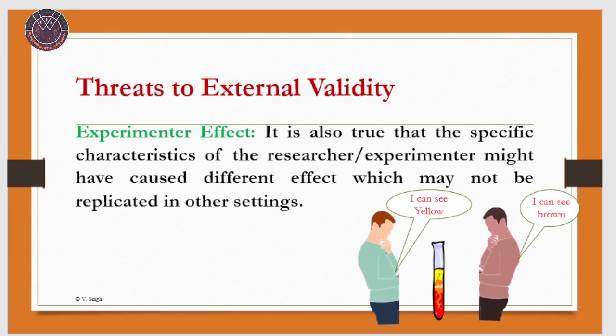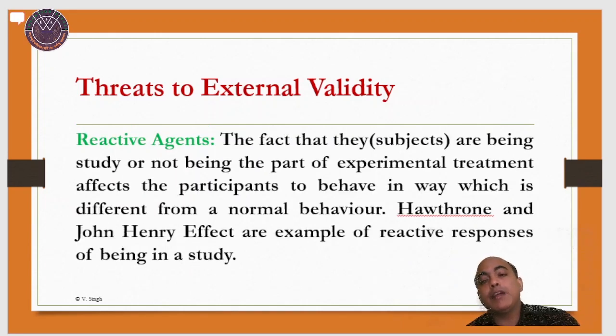A few of the reactive agents that we have studied in the threats to internal validity are also threats to external validity. The fact that the subjects are being part of the study or not being a part of the experimental treatment affects the participants to behave in a way which is different from their normal behavior. Hawthorne and John Henry effects are examples of reactive responses to being in a study, which I have already discussed earlier in this video. Thus, the findings obtained due to these types of reactions may not be generalized in normal settings.